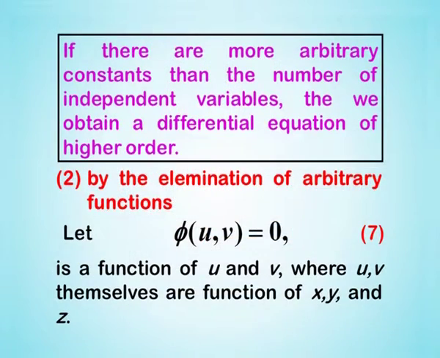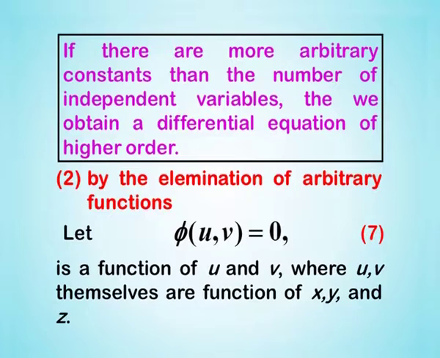The second method, of which I hinted a little while ago, is the elimination of arbitrary functions, meaning thereby if there is an equation given as equation number 7, where you can notice that it is a function of u and v equal to 0, we consider this is a function of u and v, where u and v themselves are functions of x and y and z.